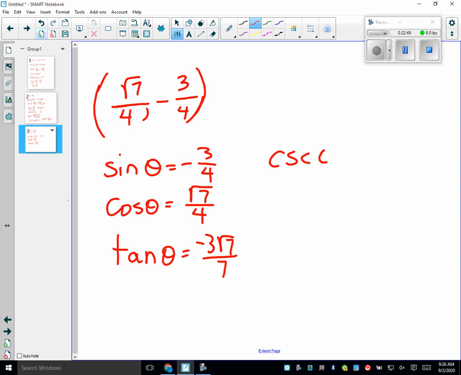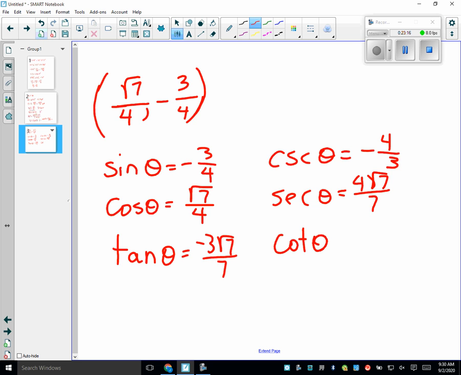Cosecant. Cosecant of theta is -4/3. We can use the reciprocal. Yes. What is secant? 4 radical 7 over 7. Yep. What is the cotangent of theta? Negative radical 7 over 3.